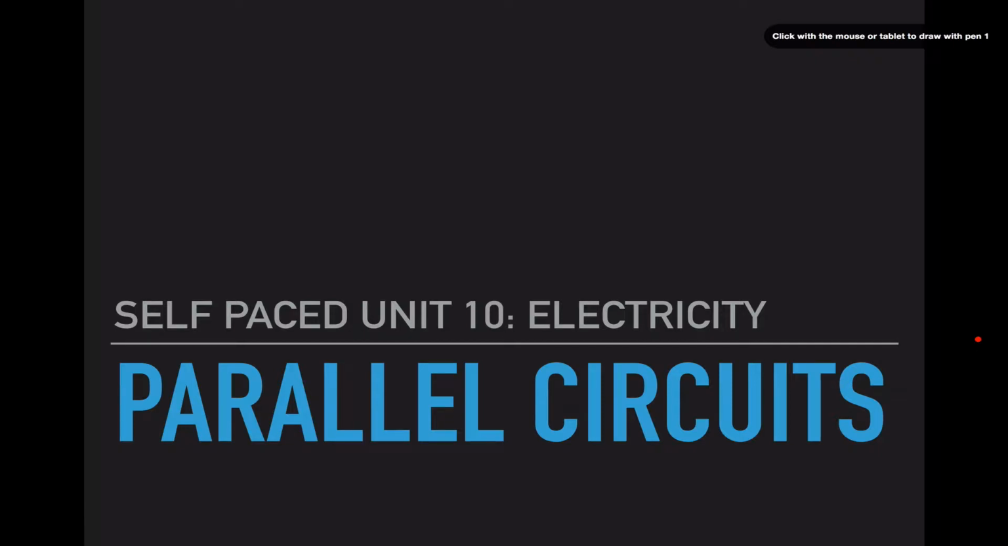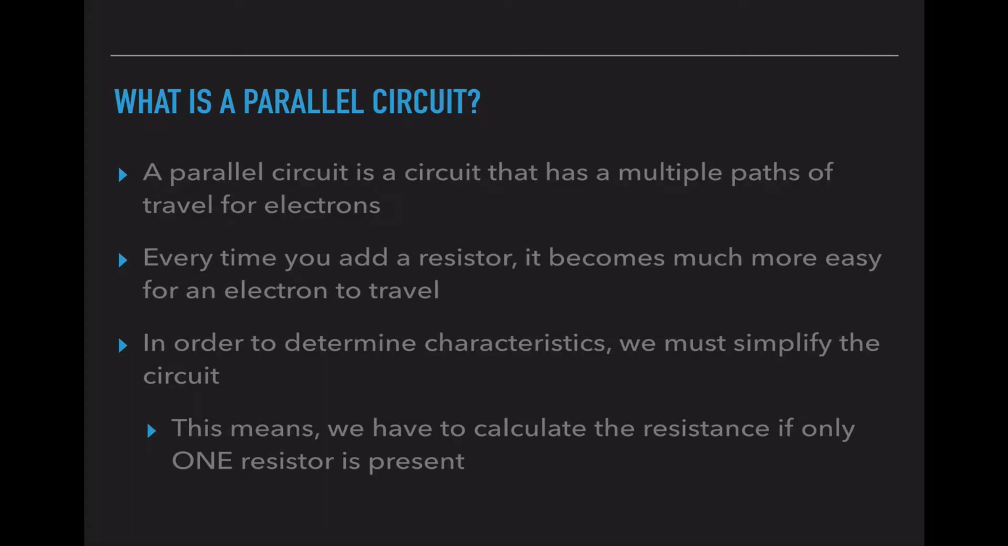Hey guys, today we're going to learn about parallel circuits. A parallel circuit is a circuit that has multiple paths of travel for electrons. The electrons get to make choices. They get to choose which areas of the circuit they travel through based on the resistors that are present. So parallel circuits have options.